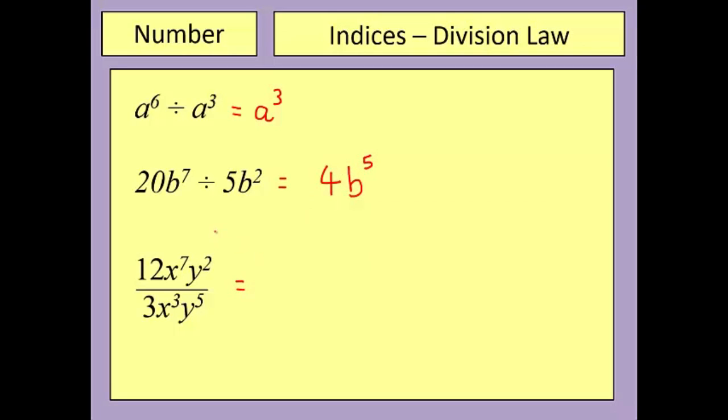This last question is just another way of writing a divide sign. So we have a fraction here, but that's just like a divide. So we carry on like we would with this previous question, it's just written slightly differently. So 12 divided by 3 is 4, and then we use the indices division law, so x to the 7 divided by x to the 3 is x to the 4, because 7 take 3 is 4. And then on the y's we have y squared divided by y to the 5, so 2 subtract 5 is negative 3.